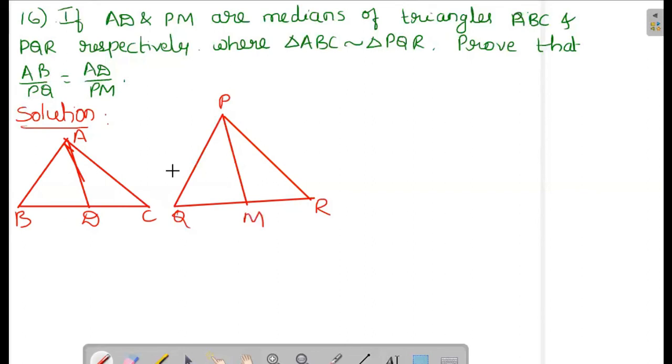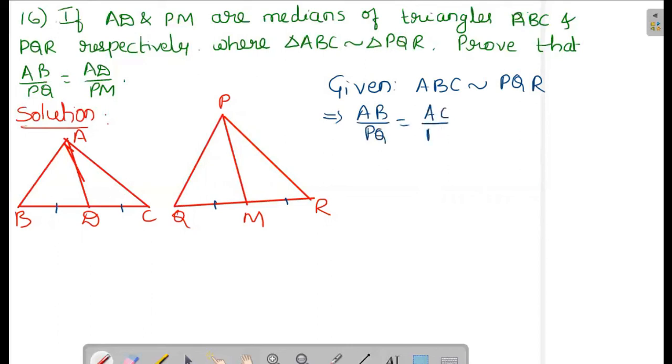So what is given here? AD and PM are medians of triangles ABC and PQR. AD is median means BD is equal to CD. PM is median means QM is equal to MR. Given, ABC is similar to PQR. When these two are similar, then definitely this implies AB by PQ is equal to AC by PR is equal to BC by QR. Let this be 1.